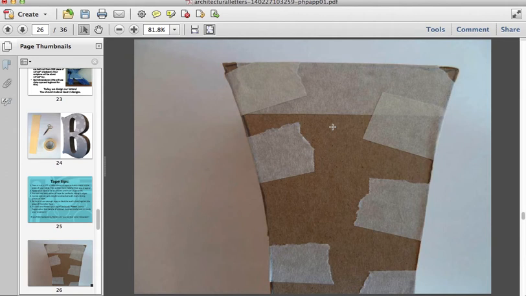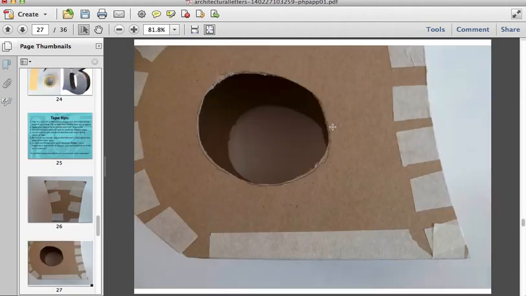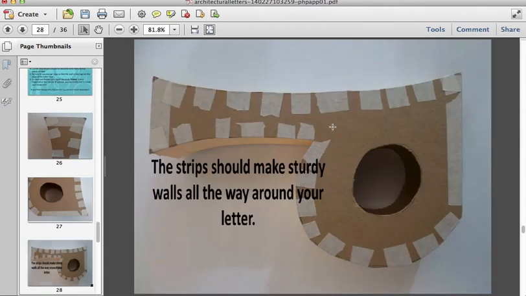Here you can see a close-up of all the taped edges. The strips should be made nice and sturdy so that the walls are all the way around your letter.